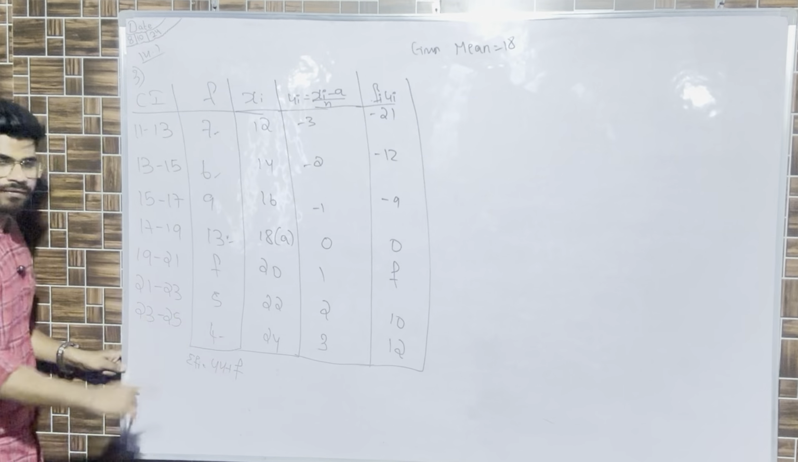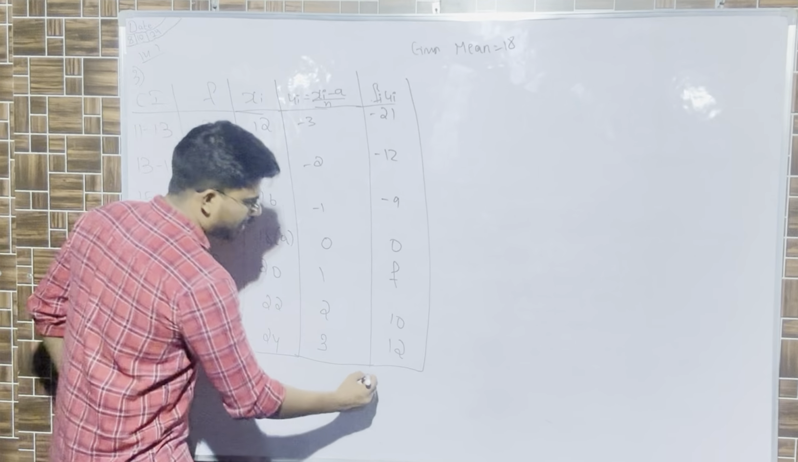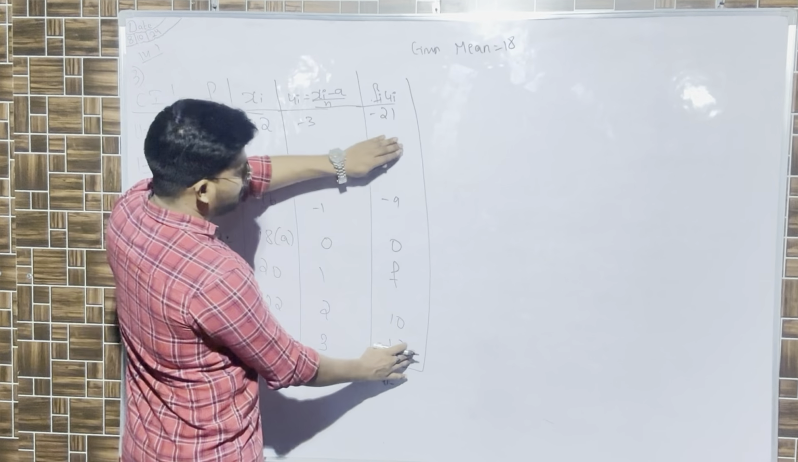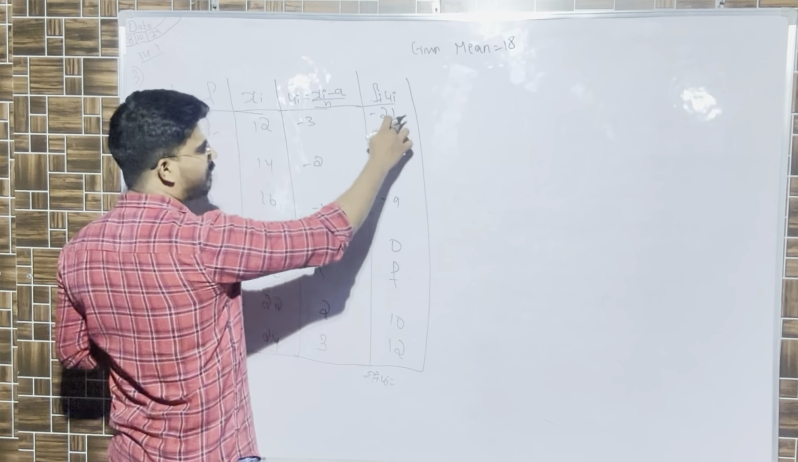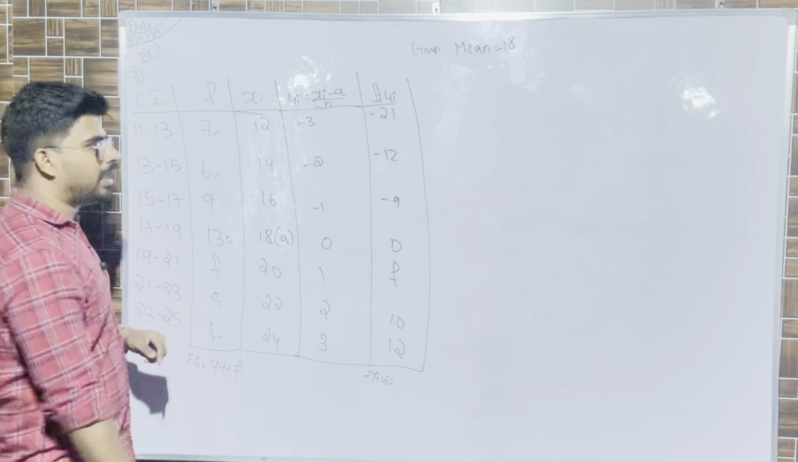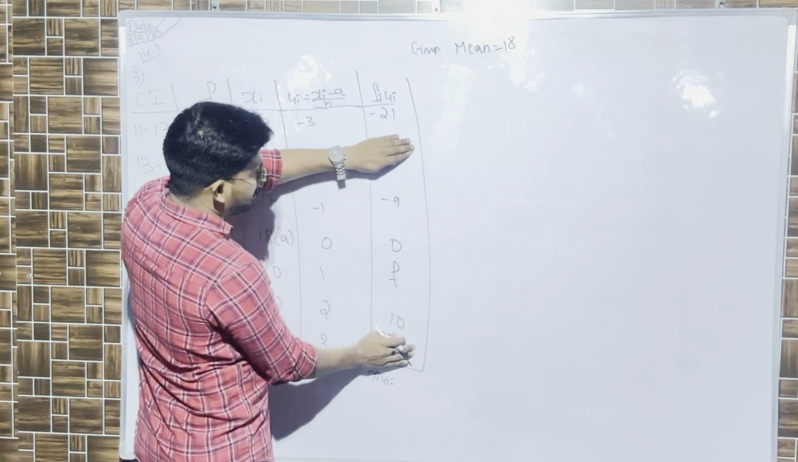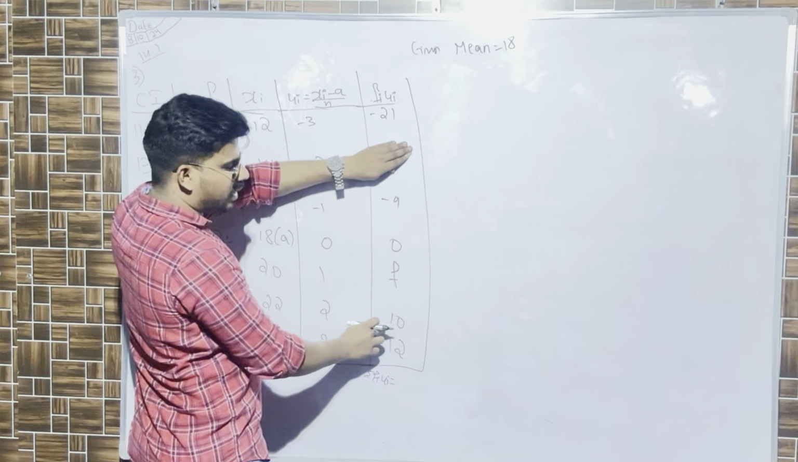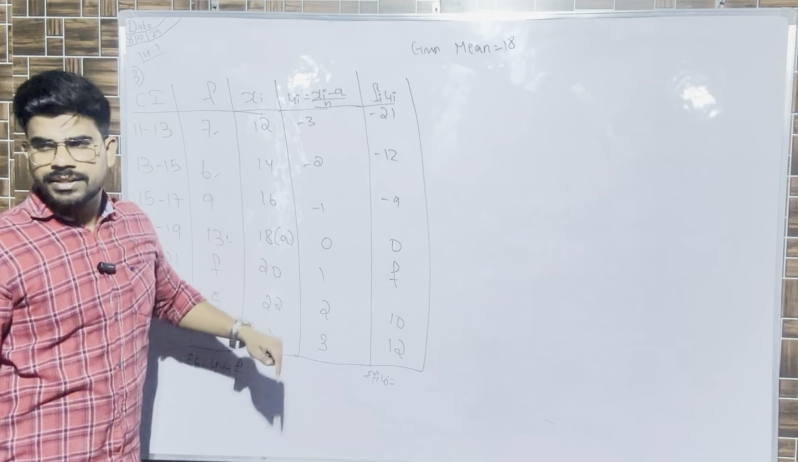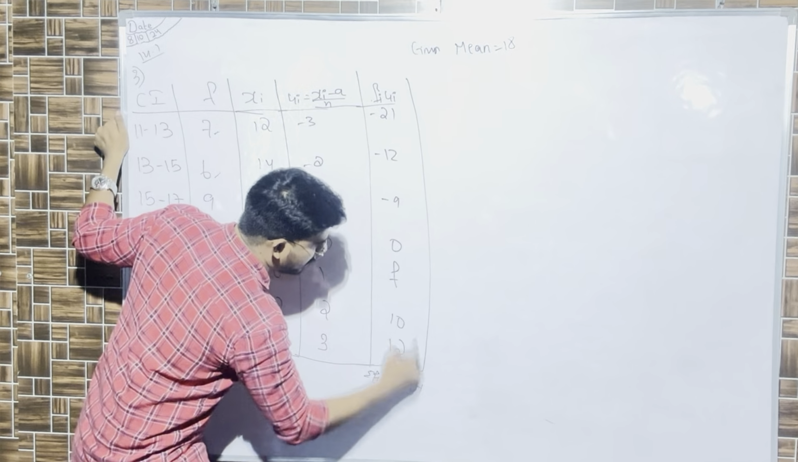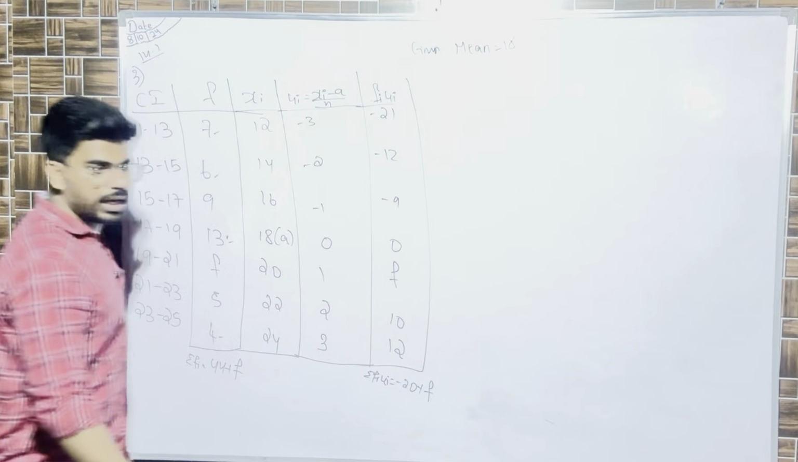Sigma Fi we have 44 plus F. Sigma FiUi: plus 12 minus 12 will not be considered. Minus 21 minus 9 is minus 30. Minus 30 plus 10 is minus 20. So minus 20 plus F.